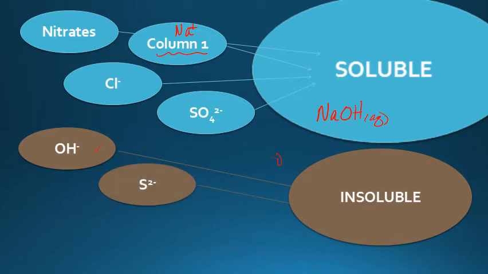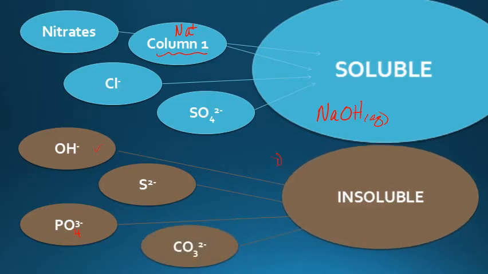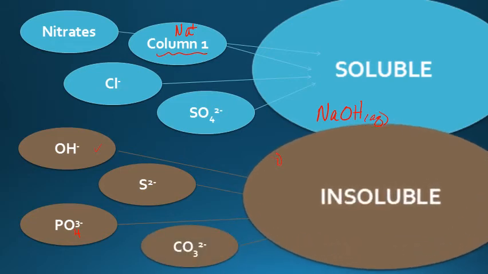Sulfides are also insoluble, unless of course it's with column 1. Phosphites and phosphates, I'm going to put a 4 here like it should be, are also insoluble. Carbonates, insoluble, unless of course it's hooked up with something from column 1. Potassium carbonate, soluble or insoluble? It's soluble because potassium comes from column 1.